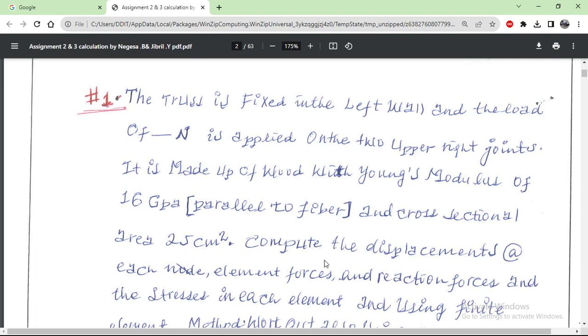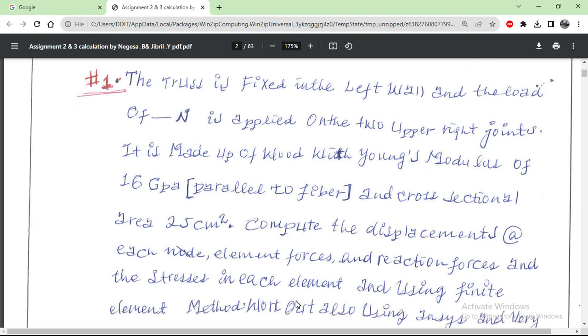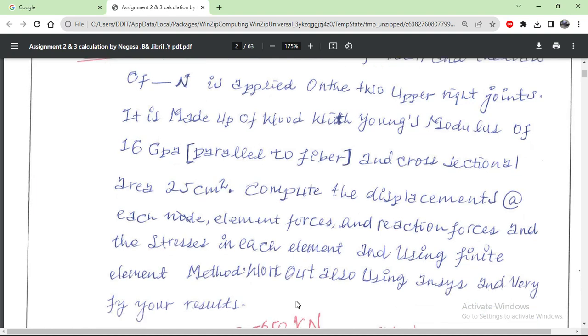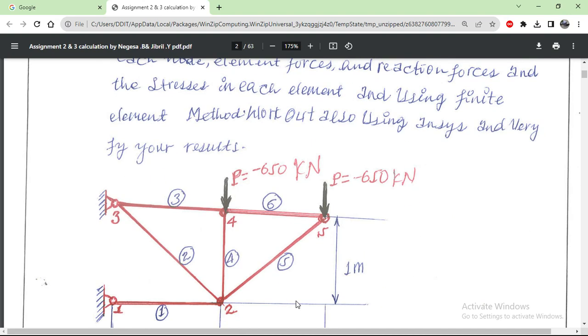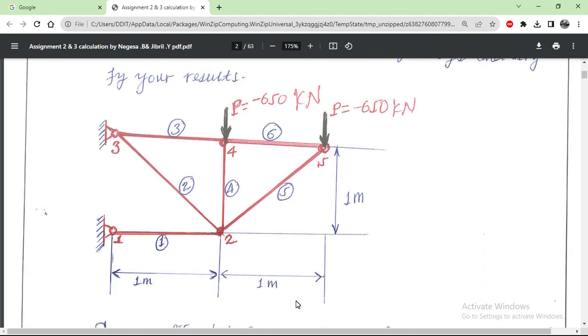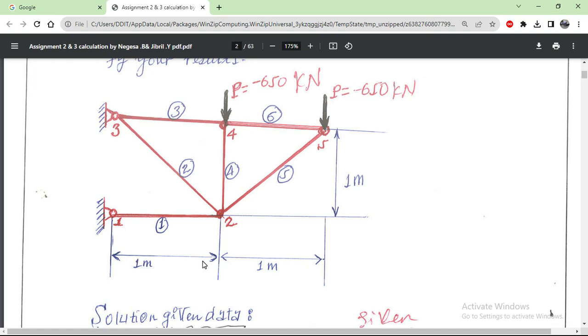Compute the displacement at each node, the element force and the reaction force, and also the stress in each element, using the finite element method. Work it out also using axis and verify your results. The given beams are like here. These beams, these trusses, are given.